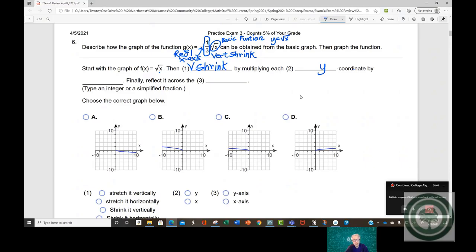Vertically shrink by multiplying each y coordinate. The y coordinates are the only ones we ever talk about multiplying by a number. Now, when you get to a more advanced class, they'll talk about what happens with the horizontal shrink and stretch, but that's really complicated. So we're just sticking to vertical when it comes to shrinking. I hope we're doing that. Okay, so shrink by multiplying each y coordinate by that number 1/3, not negative 1/3, but just 1/3.